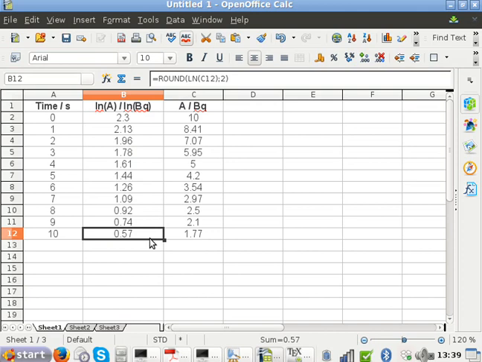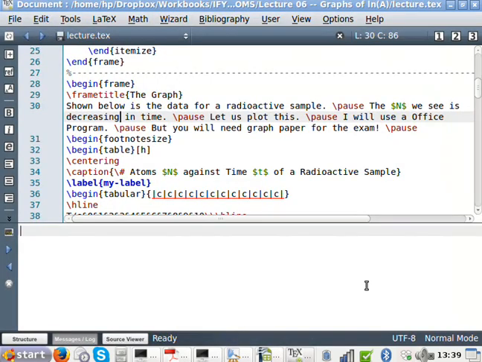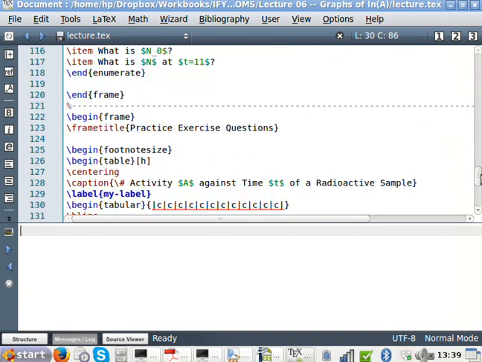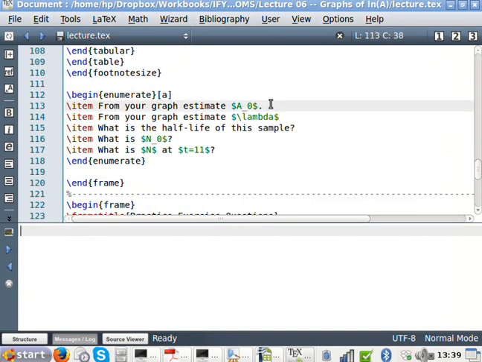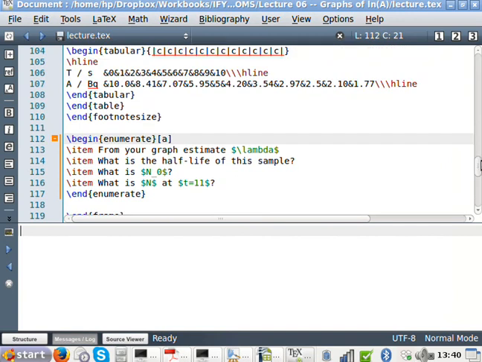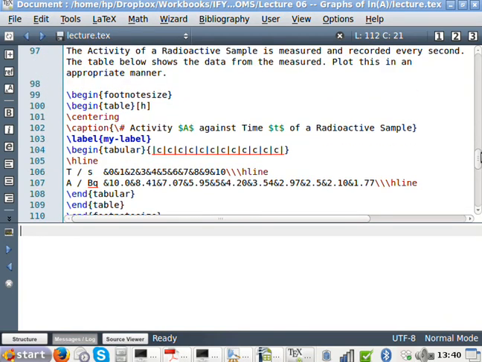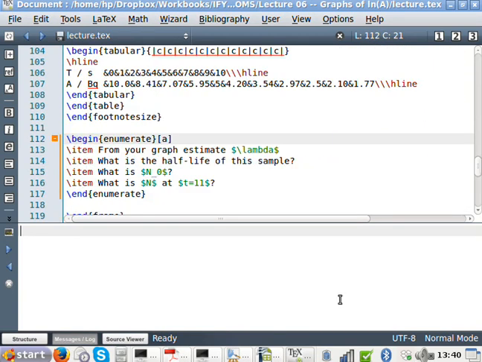Got it? Same time as me. So you should have numbers that look like this. 2.3 down to 0.57. Roughly, yeah? Okay. So now, next step. I realize now my first question is kind of silly. Let's get rid of that. Okay. Back to the question.